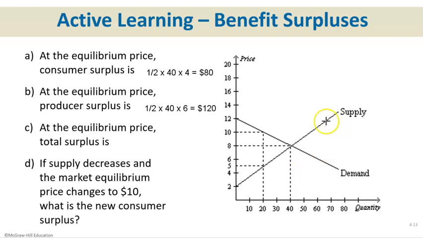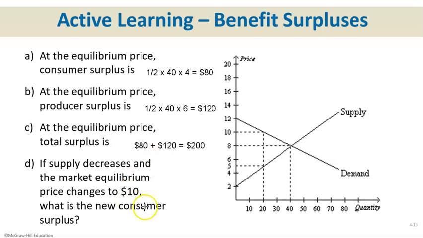Now to calculate total surplus. Remember, total surplus is adding together the consumer surplus and the producer surplus. So you're just going to take the $80 and add the 120. And that will give you a total surplus of $200.